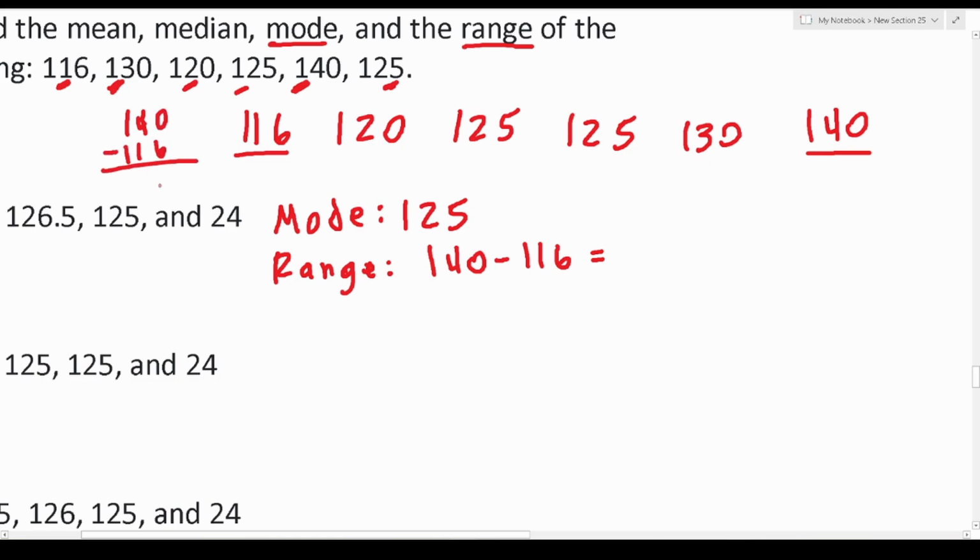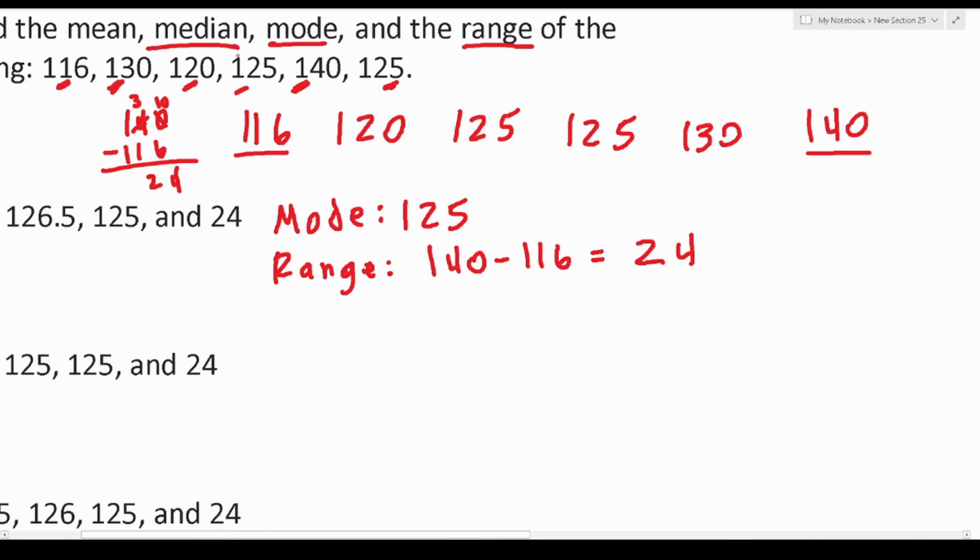We'll just work it out very quickly. 0 minus 6 we can't do, so we're going to have to borrow. This is going to become 3. This is going to become 10. 10 minus 6 is 4. 3 minus 1 is 2. 1 minus nothing is nothing, so we can see that this is 24.